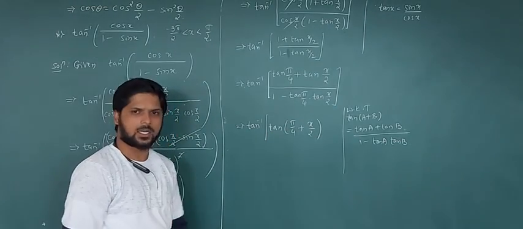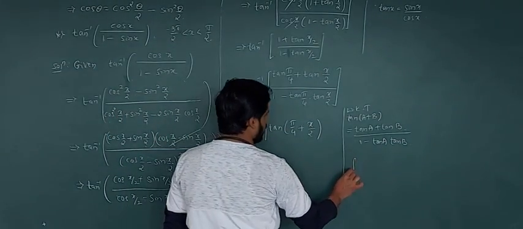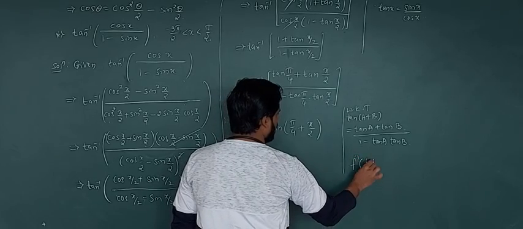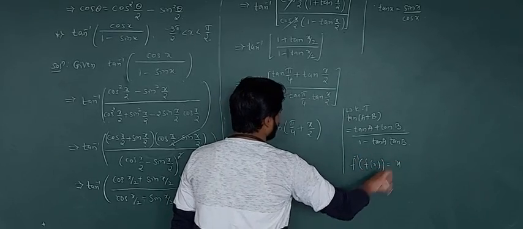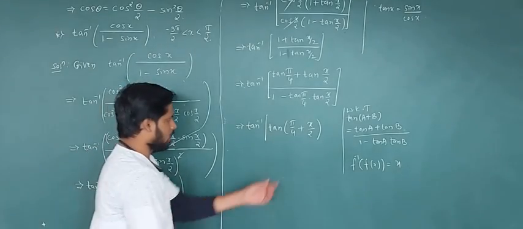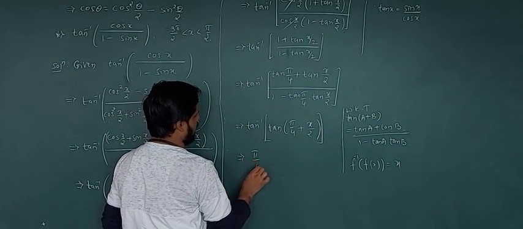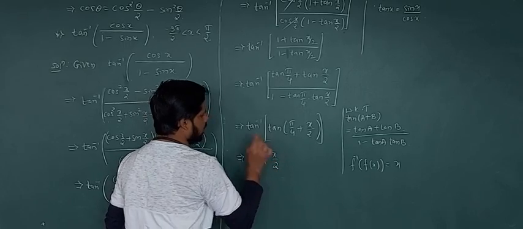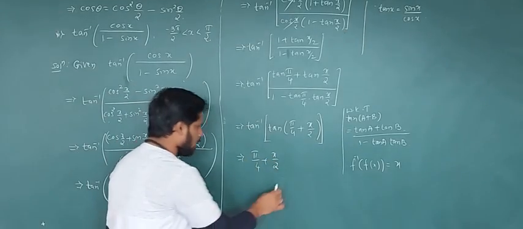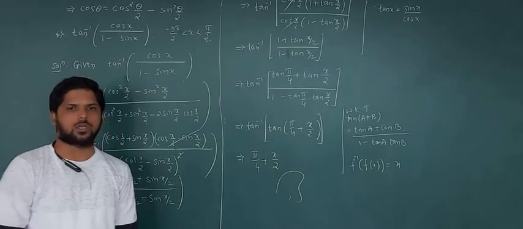Function of inverse function, because we know that f inverse of f of x is equal to x. In place of x we have pi by 4 plus x by 2, which is our required solution. Note it down.